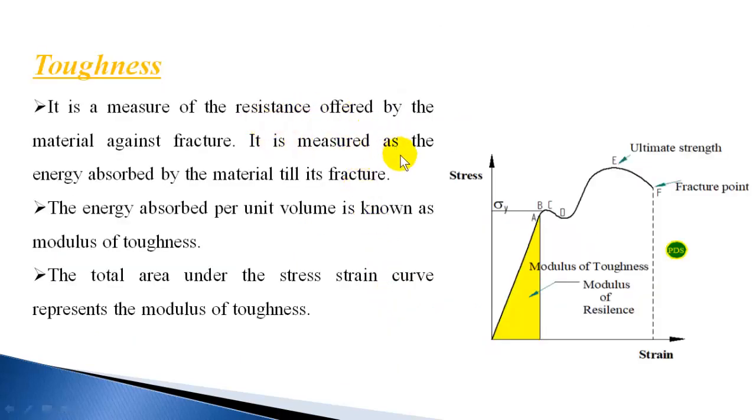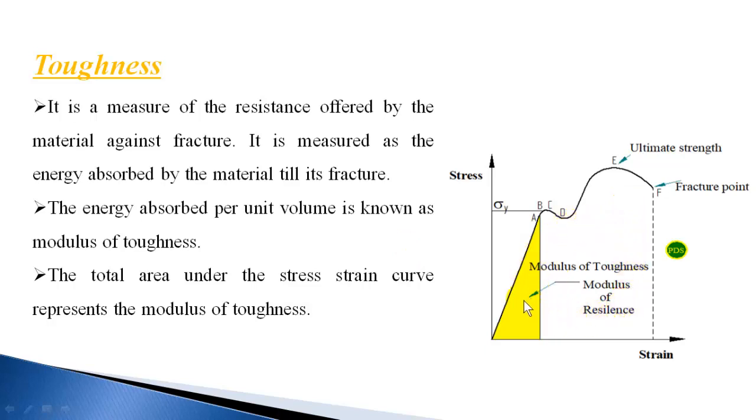Toughness is a measure of resistance offered by a material against fracture. It is measured as the energy absorbed by a material till the fracture point. So what is the total energy absorbed by a material up to the fracture point? The energy absorbed per unit volume is known as modulus of toughness. So modulus of toughness is represented by the area under the stress strain diagram, the total stress strain diagram till the fracture point, because it's energy absorbed per unit volume.